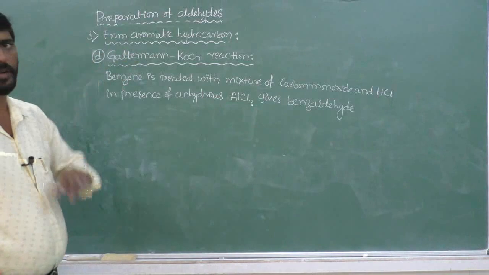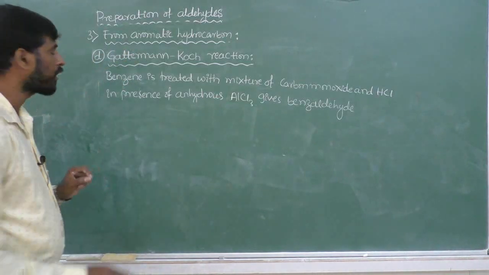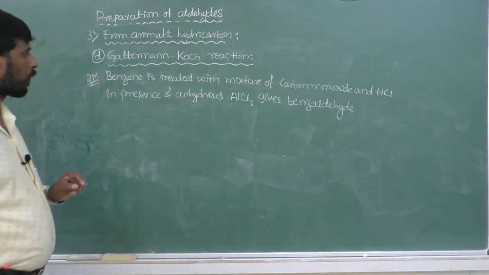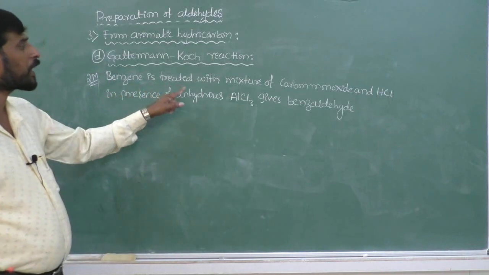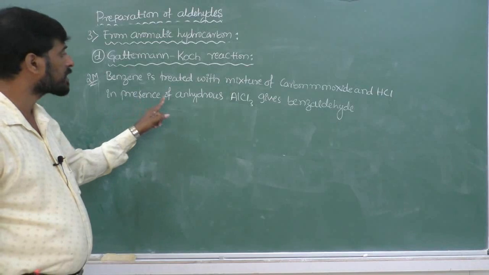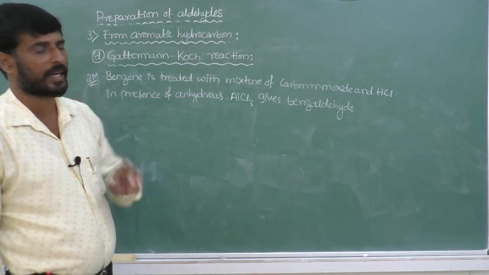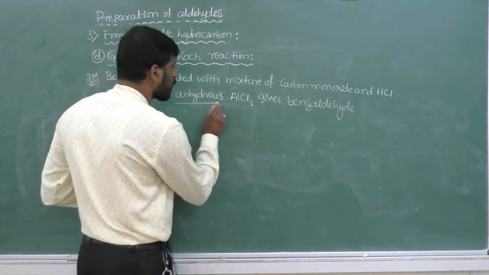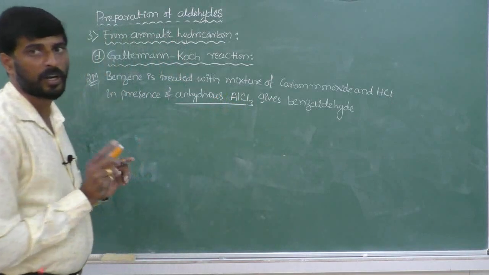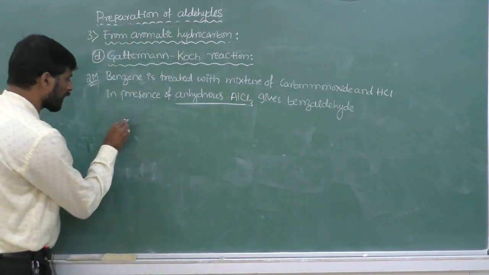Gattermann-Koch reaction. Please remember student, it is a very important 2-mark question for theory exam. Now, in this, benzene is treated with a mixture of carbon monoxide and HCl in presence of anhydrous aluminum chloride gives benzaldehyde. So, anhydrous aluminum chloride is very important here. You have to write this anhydrous aluminum chloride, otherwise you will lose marks. Okay. Now see how the reaction takes place.